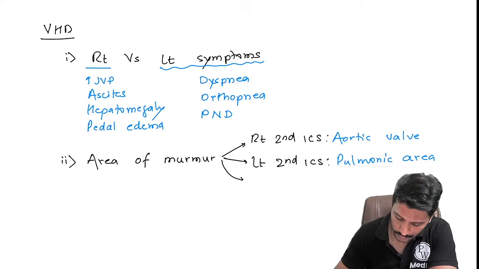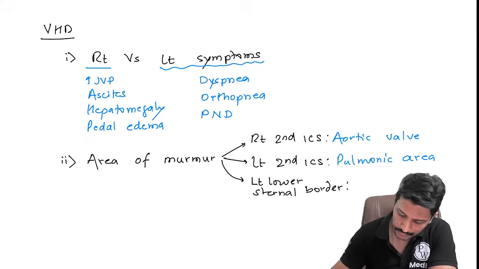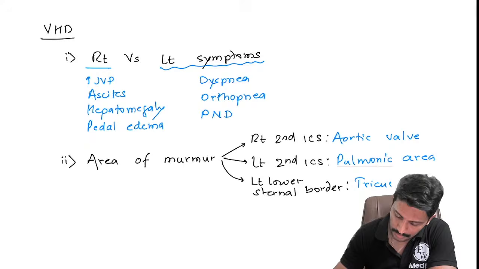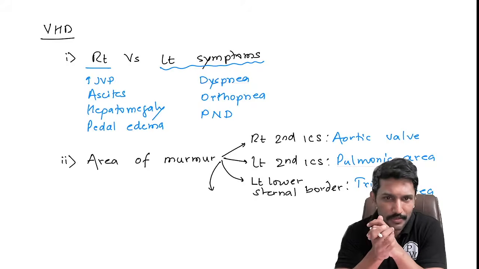Then if it is the left lower sternal border, that is your tricuspid area. So if the question mentions a murmur best heard at the left lower sternal border, that means it is coming from the tricuspid valve. So you have only 2 possible diagnoses, TR or TS.